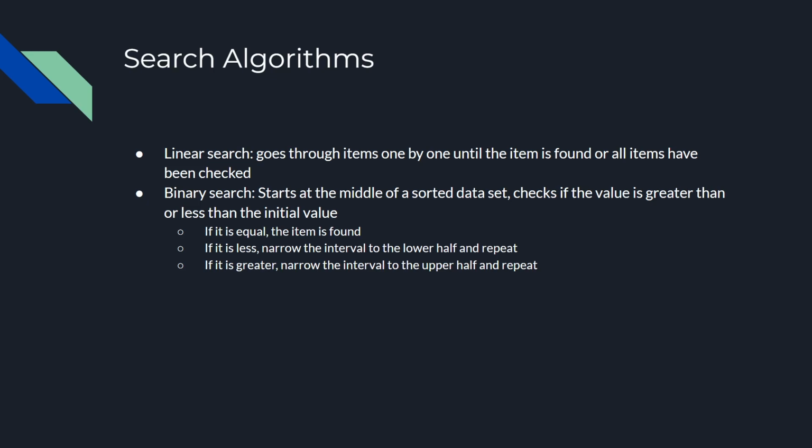The second search algorithm is binary search. Binary search requires an array that is already sorted, but what it does is it starts at the middle and checks to see if the value is greater than or less than the initial value. If it's equal, then the item is found. If it's less, it cuts the search interval down to the lower half, so it reduces the amount of searches required by half, and you rinse and repeat until you find the item. And the same principle works for if the value is greater.